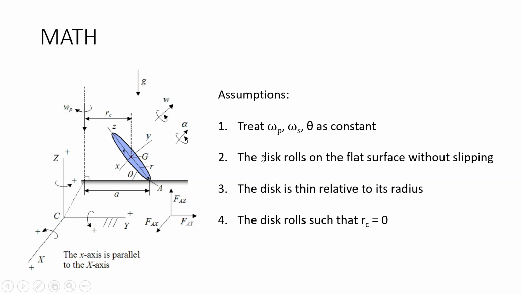2. The disk rolls without slipping, which means the velocity of point A is 0. 3. The disk is thin. 4. RC is equal to 0. RC is the distance over here, and 0 means that G is on this axis.